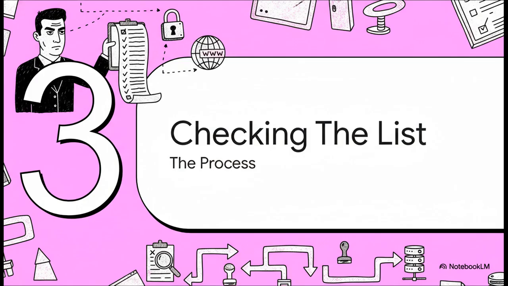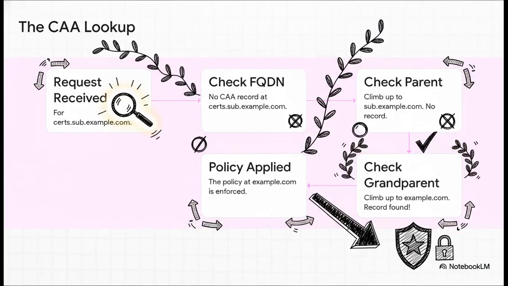All right, so a certificate authority shows up at your domain's front door with a request. How do they actually check this bouncer's list? Well, the process is actually pretty methodical and honestly kind of smart. Let's say a CA gets a request for a certificate for certs.sub.example.com. It doesn't just look right there. It starts there, sure. But if it doesn't find a CAA record, it starts climbing up the family tree. It checks the parent domain, sub.example.com. Still nothing? It climbs again to the main domain, example.com. And here's the key. The very first policy it bumps into on its way up, that's the one that counts.